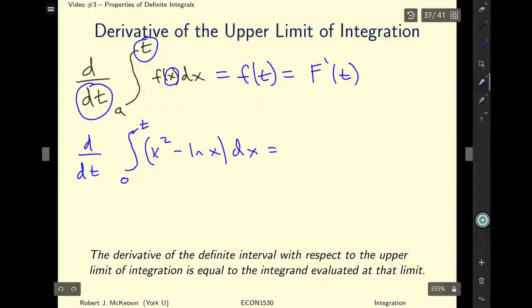What's that equal to? Well, it's just going to be equal to t squared minus the log of t. So I plug the t into this integrand. I don't even have to integrate. The derivative and the integral will cancel each other out. And so here's my answer.